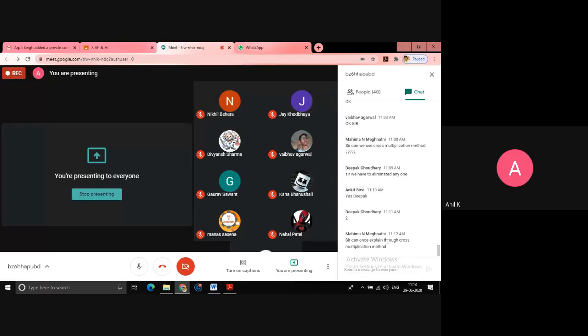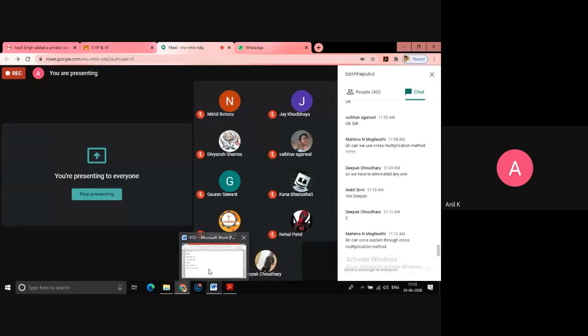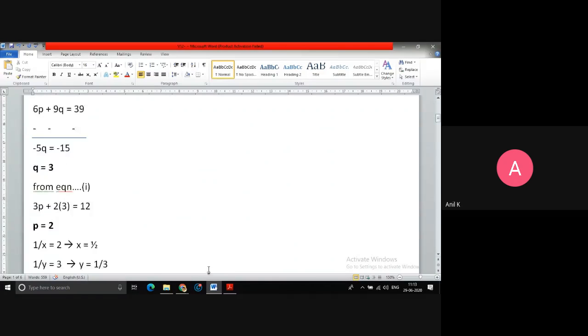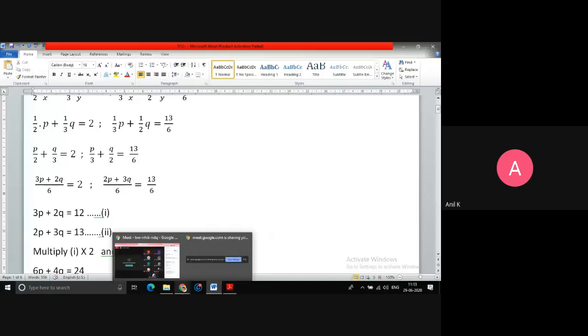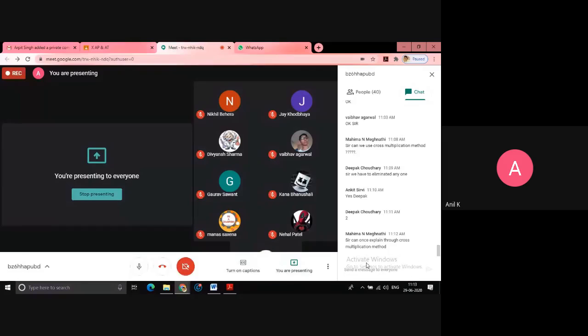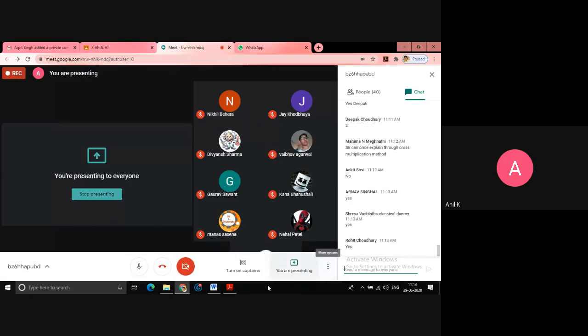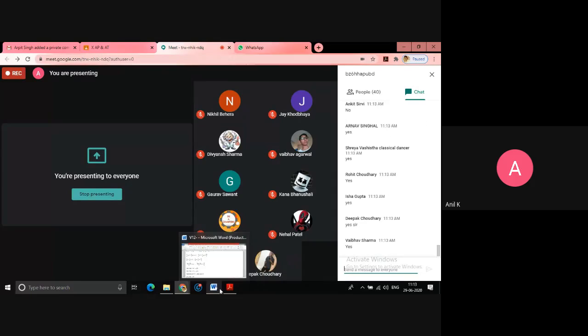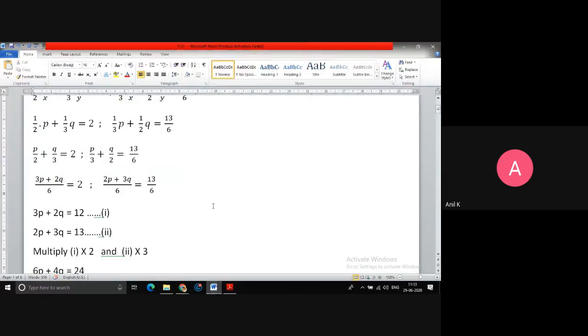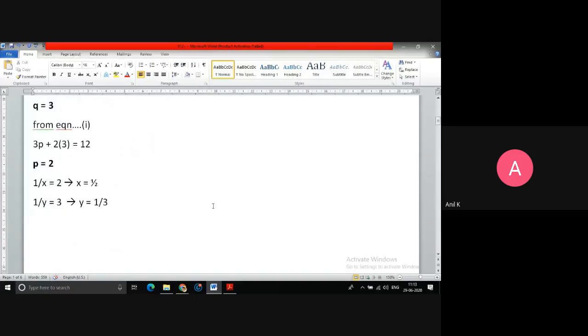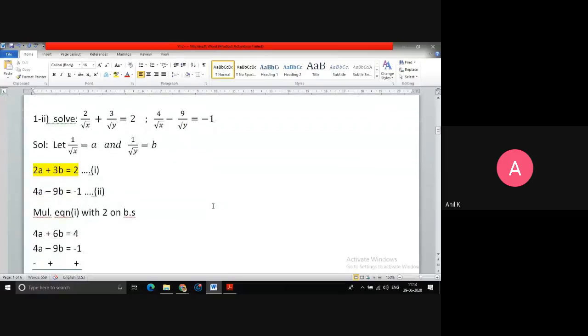So can you once explain through the cross multiplication method? Yeah, in the next example I'll come to the cross multiplication method. Okay, is this question understood for everyone, or does anyone still have doubts? Okay, good. I think there is no doubt. I'll go for the next example.